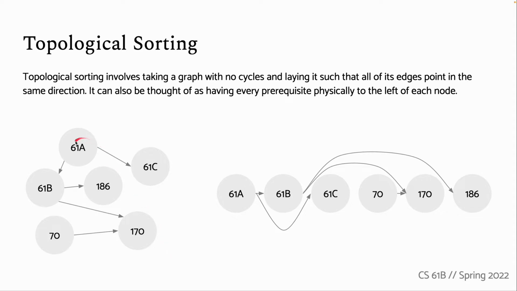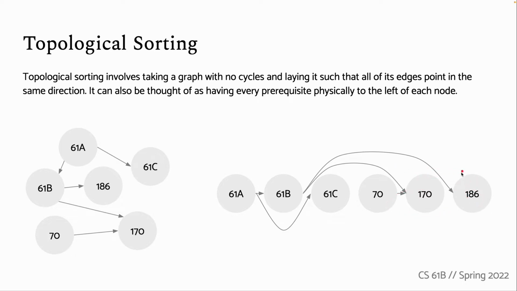So in this case, because there are no cycles and it's a directed graph, we can make a topological sort, and here might be a sample class schedule. Maybe you take 61A the first semester, then 61B, then 61C, then 70, and then you take 170 and 186.